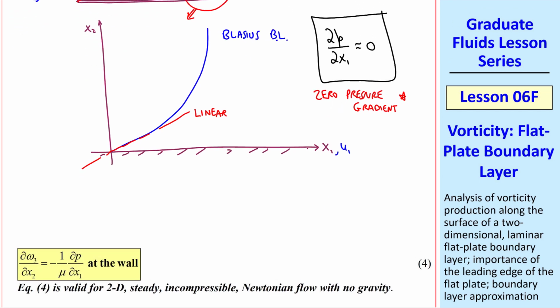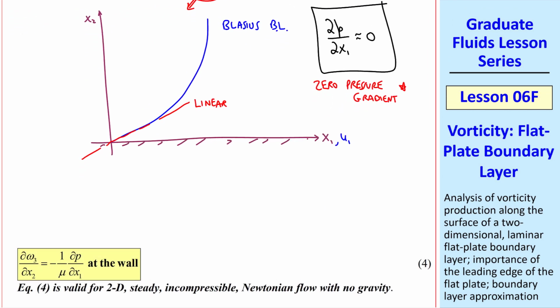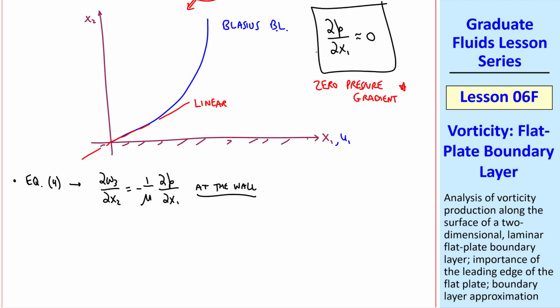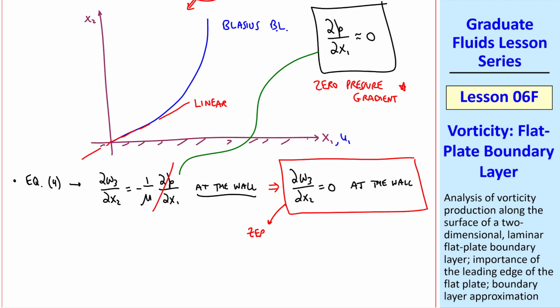Now let's recall equation 4 from a previous lesson, which was del omega 3 del x2 equal minus 1 over mu del P del x1 at the wall. Well, here, since del P del x1 is 0, del omega 3 del x2 equals 0 at the wall. In other words, the 0 pressure gradient at the wall results in a 0 vorticity slope at the wall, or what we usually say is 0 vorticity gradient at the wall.